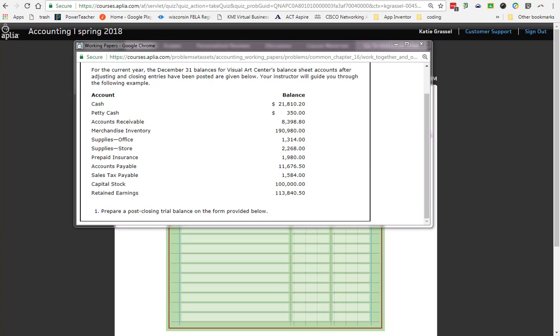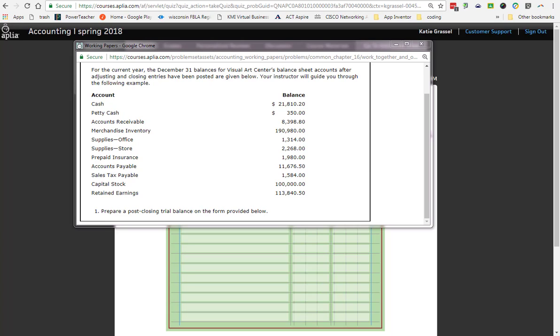When you close Income Summary, it equals your net income. So when you're trying to figure out that third closing entry, just remember that you're closing your net income into retained earnings. That is where the money goes for operating the business.